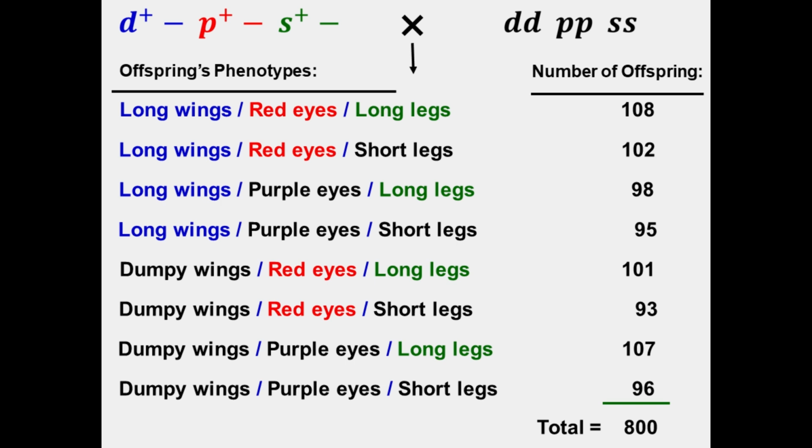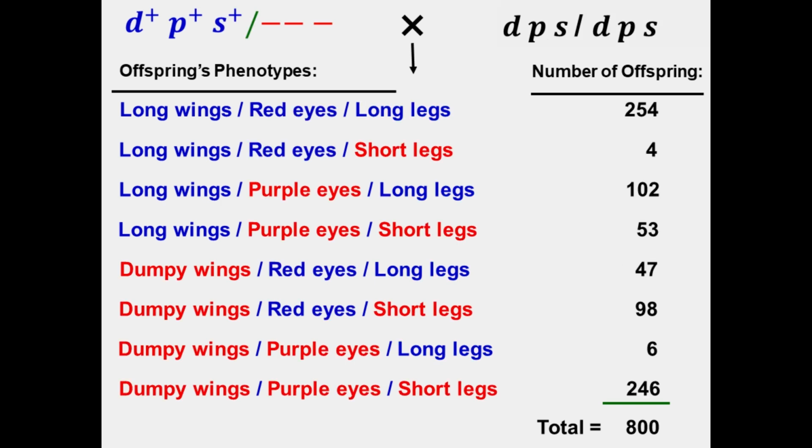Out of 800 offspring produced, approximately 100 were obtained for each phenotype, which aligns with the expected ratio if the genes are independent. Some phenotypes have slightly higher or lower numbers. A chi-squared test confirms that the differences are not statistically significant, supporting the conclusion that the three genes in question are independent. But what if we get these results?